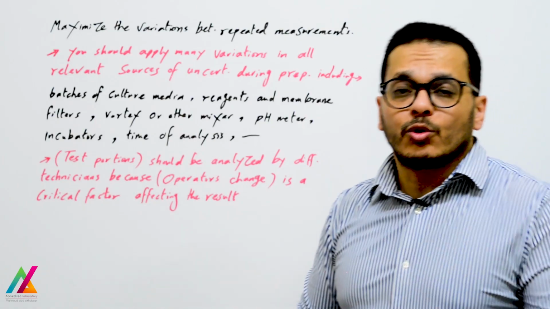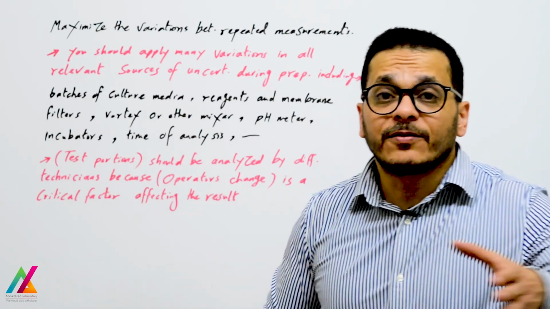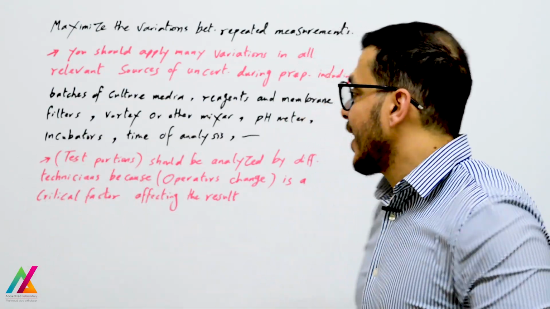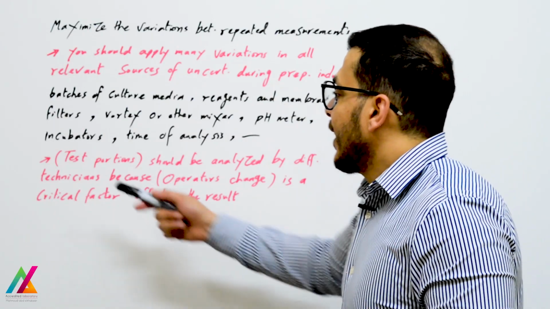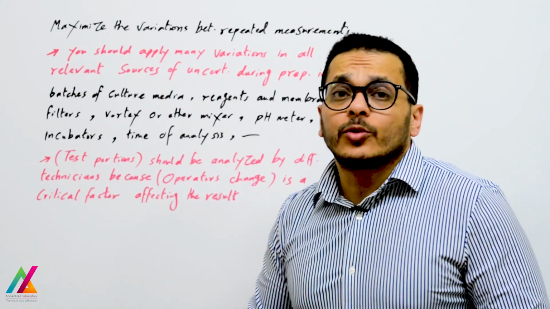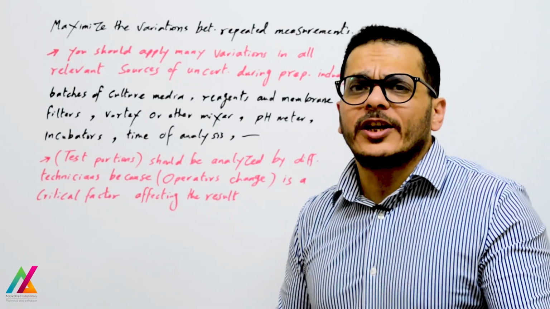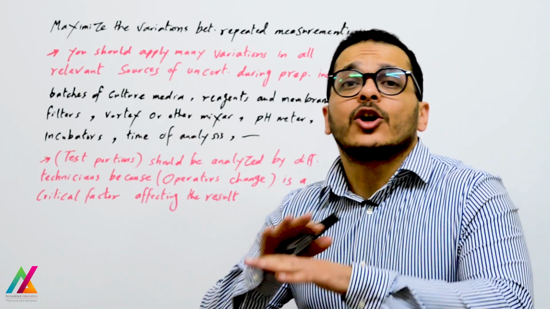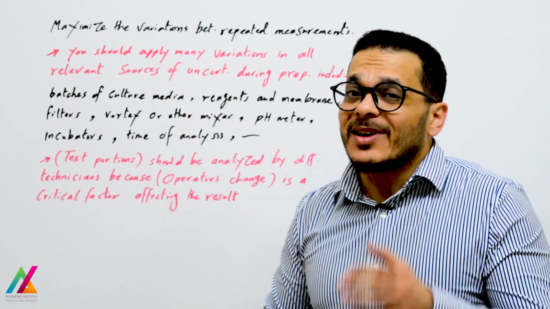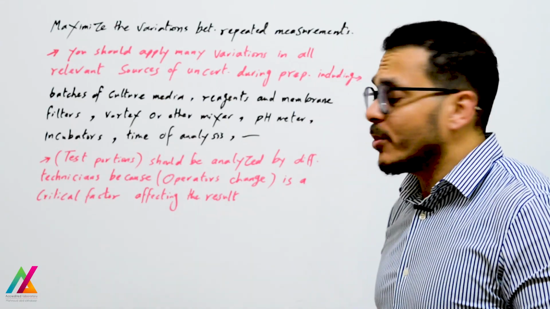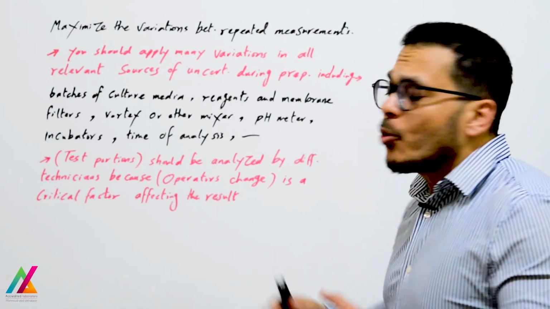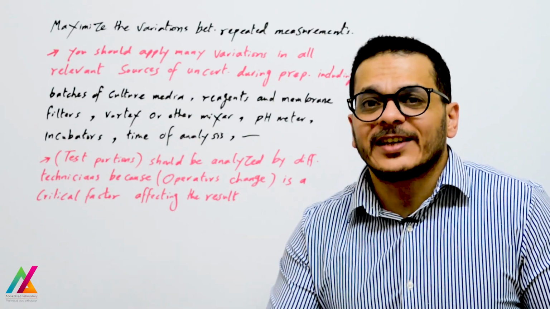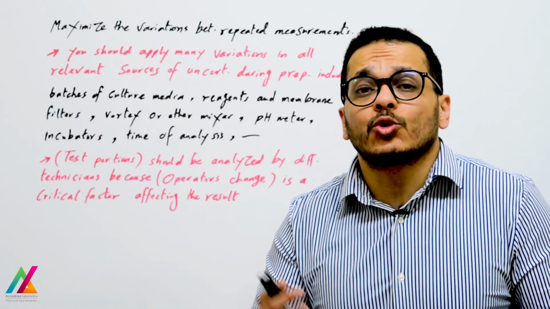Time of analysis also: you will make repetition on the same day by different analysis, and after that you will make repetition on other days, so you have a long time scale for reproducibility. And test portions should be analyzed by different technicians, not only one technician. As I explained before, all test portions shall be analyzed by all analysts inside the lab, and this is the best way during measurement uncertainty estimation, because a change of operator is the highest critical factor that will affect the result, a big source of uncertainty.